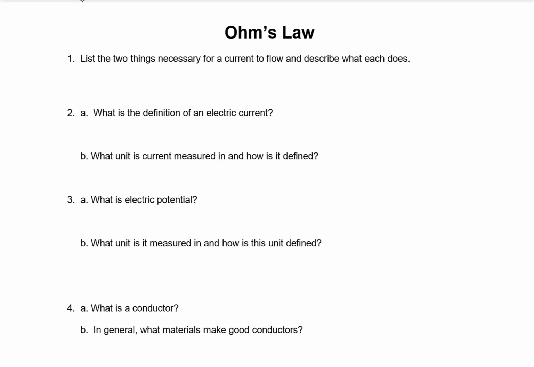List 2 things necessary for current to flow and describe what each one does. The first thing we need is a complete conductive path. And the other thing we need is voltage, or something to push those charges.